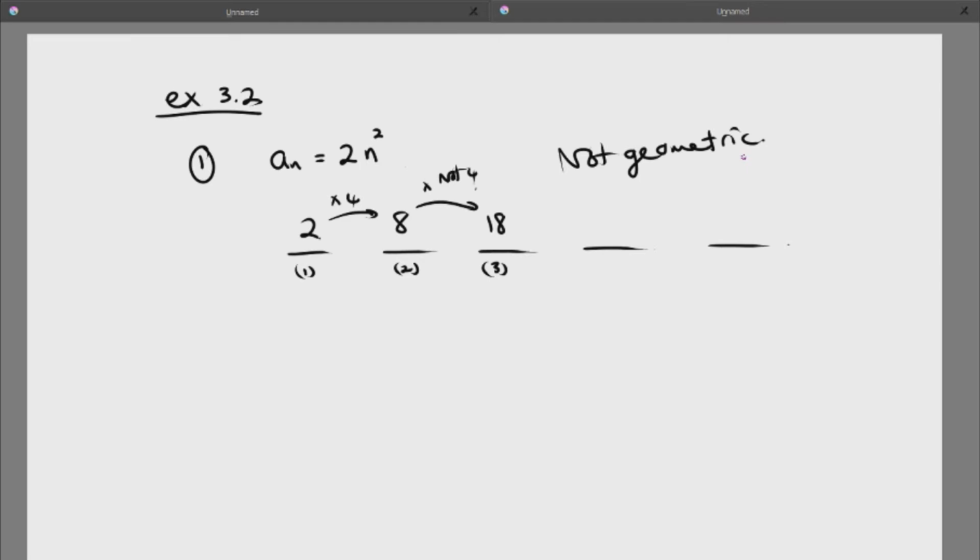To be a geometric sequence, I have to multiply by the same number every time. And if it's not the same every time, there's something else I'm not interested in right now. We only know what the n is because they said n equals 1. n is always the position. So whatever position I want to pull in, that's the n I use to calculate.